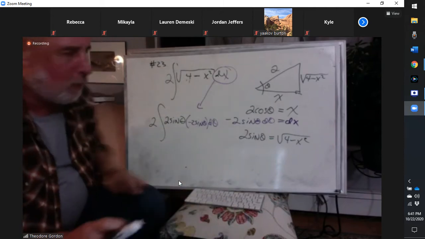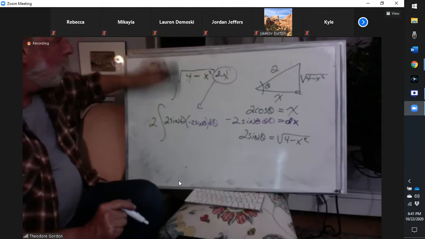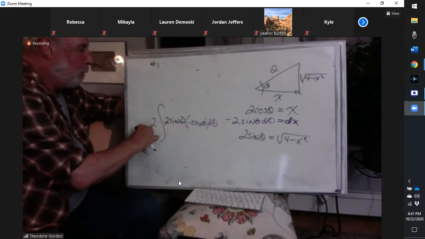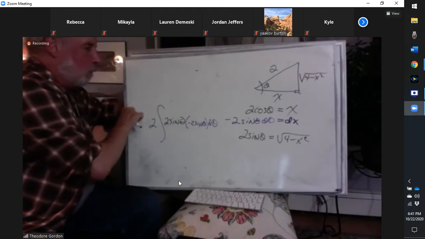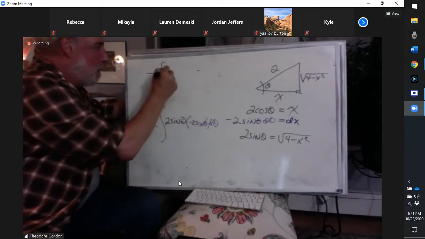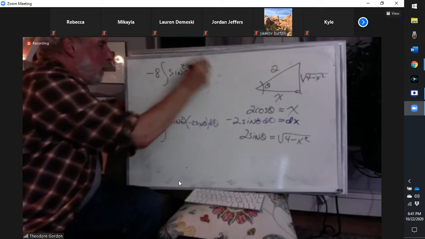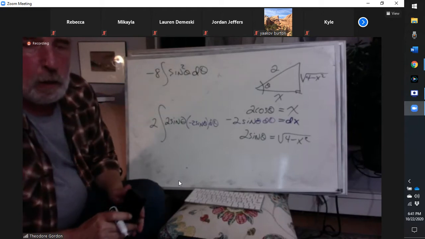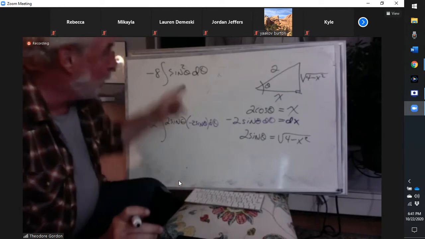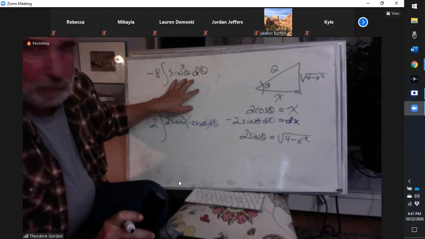Okay, good so far? Yes. Okay, now I'm going to clean this up a little bit. -2 times 2 times 2 is -8. And that leaves me with sine times sine, which is sine squared theta d theta. So our original integral hasn't been changed. It's just been transformed into a different language, the language of x into the language of theta.